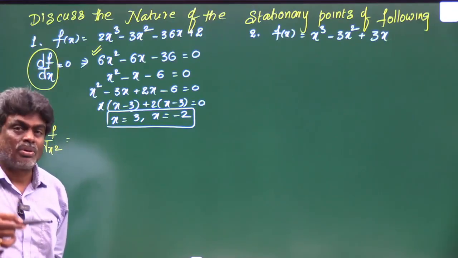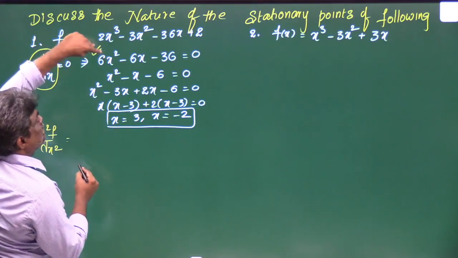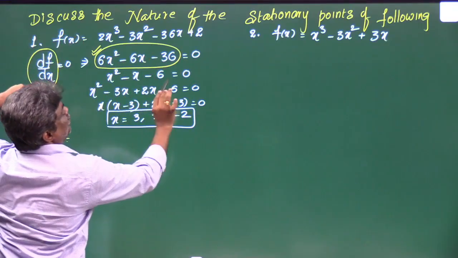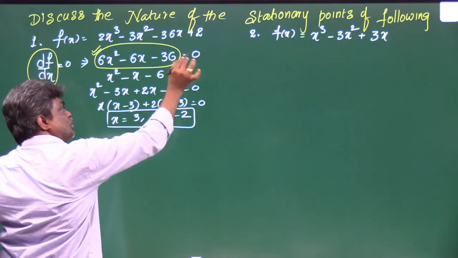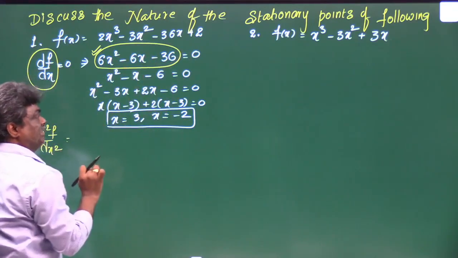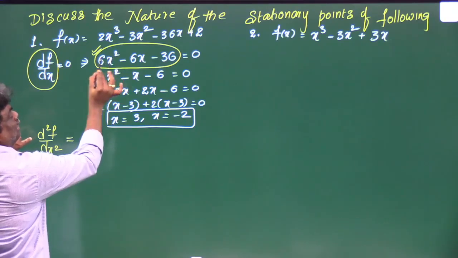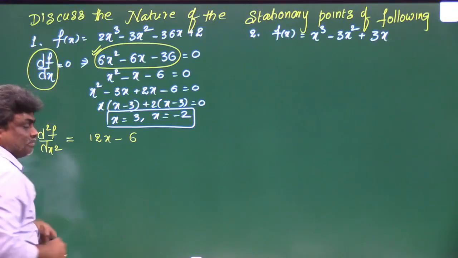That means one more time derivative of the first derivative. So your first derivative is 6x² − 6x − 36, the original we have to take. We should not take the simplified one, because the right hand side is 0, that's why we simplified. But here nothing is 0. Again, one more time derivative: 6 × 2 is 12x − 6.